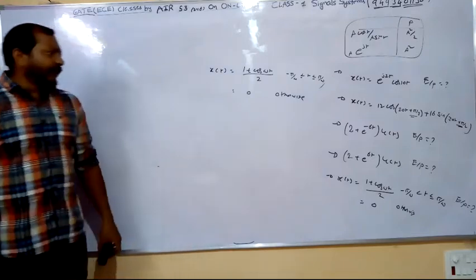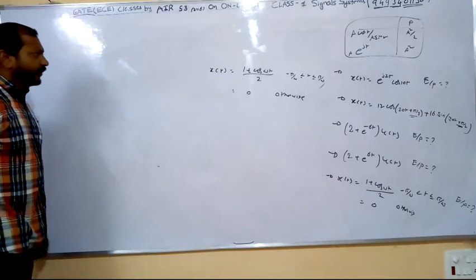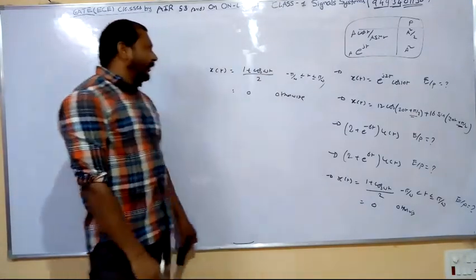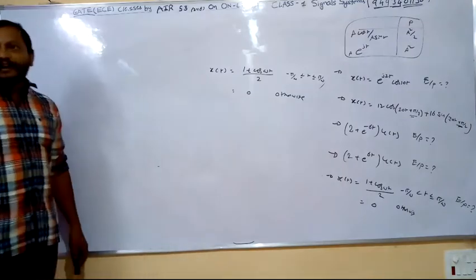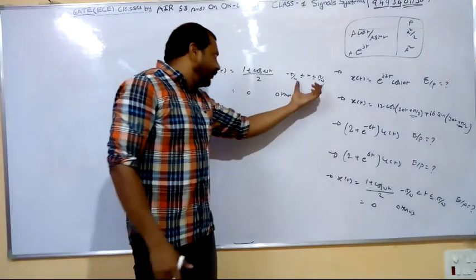First of all, you have to determine whether the given signal is an energy signal or a power signal. If it is energy, you can calculate the energy; if it is power, we will calculate the power. What signal have they given? x of t equal to (1 plus cos omega t) by 2. This is a sinusoidal signal only, so definitely it is a power signal.